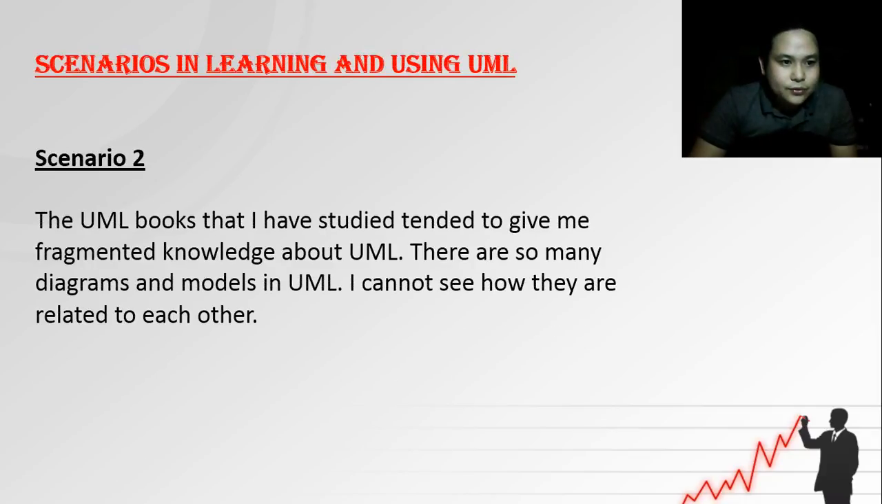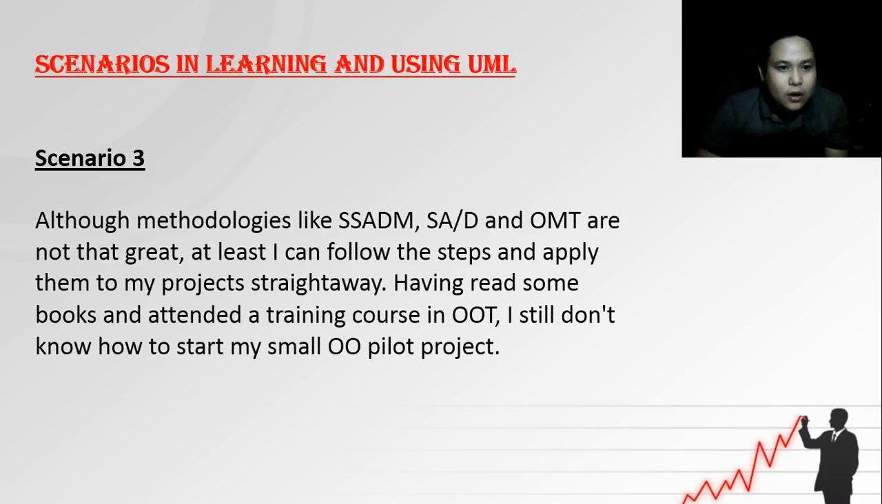Then scenario number 2. The UML books that I have studied tended to give me fragmented knowledge about UML. There are so many diagrams and models in UML. I cannot see how they are related to each other. Then scenario number 3. Although methodologies like SSADM, SA or SAD, and OMT are not that great, at least I can follow the steps and apply them to my projects straight away. Having read some books and attended a training course on OOT, I still don't know how to start my small OO pilot project.